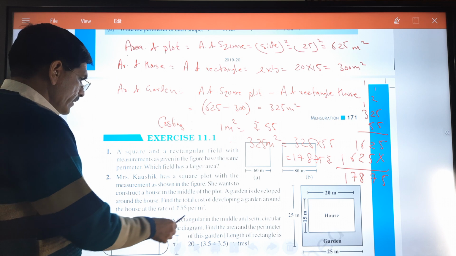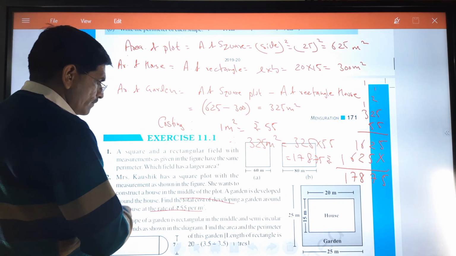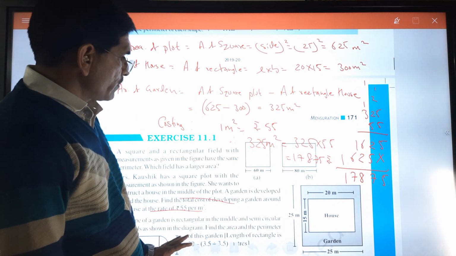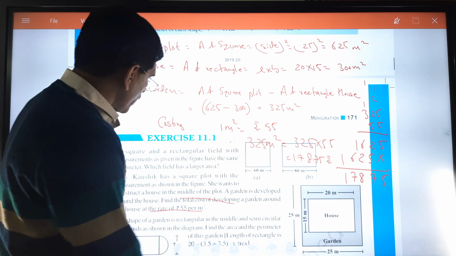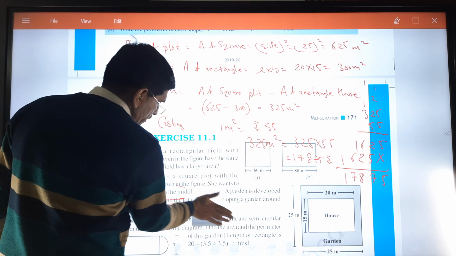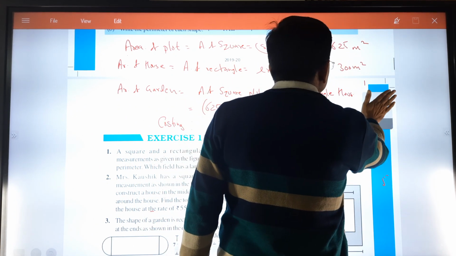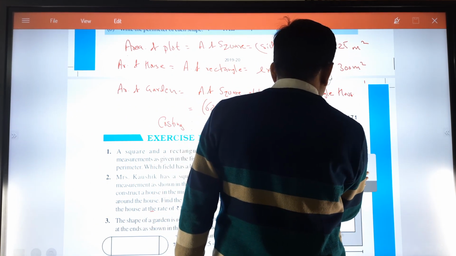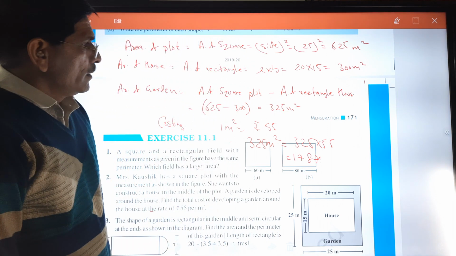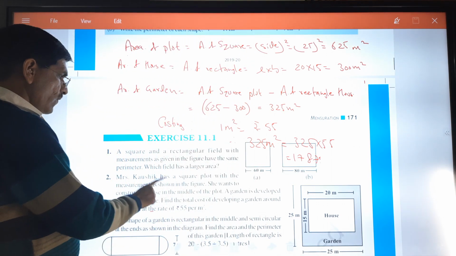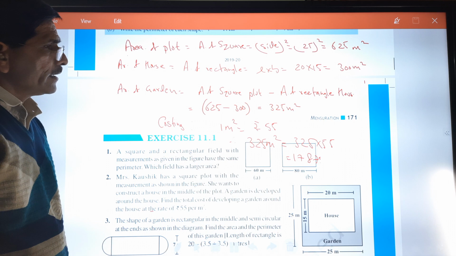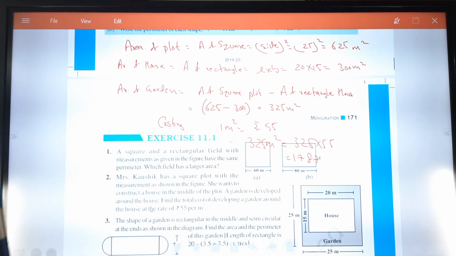So I again say to you, check your answer. If someone doesn't know how we got the answer, then I will explain everything again. Okay. Find the cost of developing the garden. First write it down.